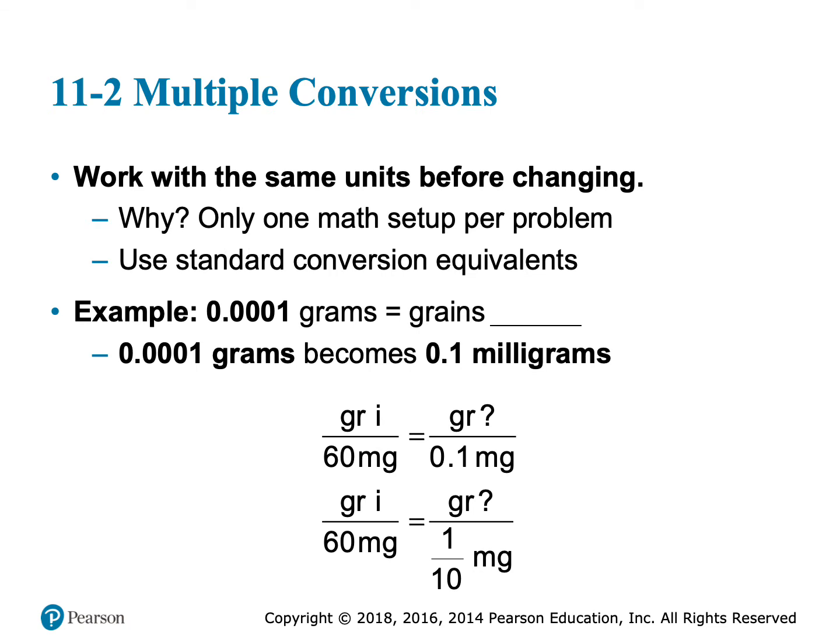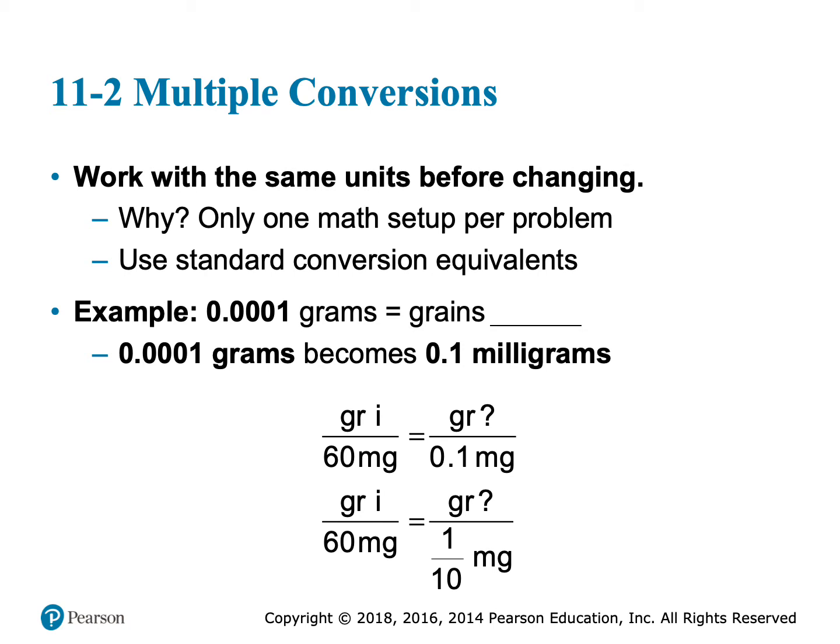So what if we have to complete multiple conversions? It's best to work with the same unit of measure before changing to another unit of measure. For example, do all the metric conversions, then move to the grain conversions, or make the grain to metric conversion into milligrams, and then convert from milligrams to grams or micrograms. By doing this, we will have only one math setup per problem. Use the standard conversion equivalents to make the conversions.